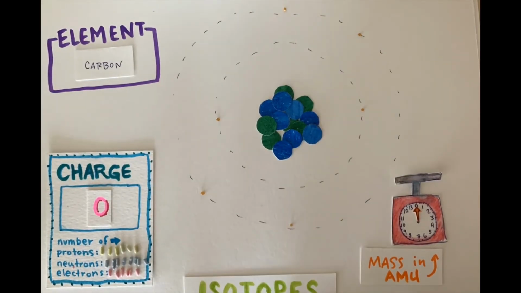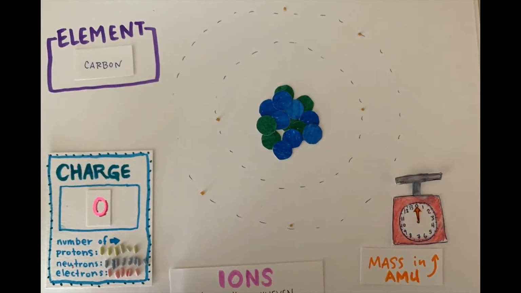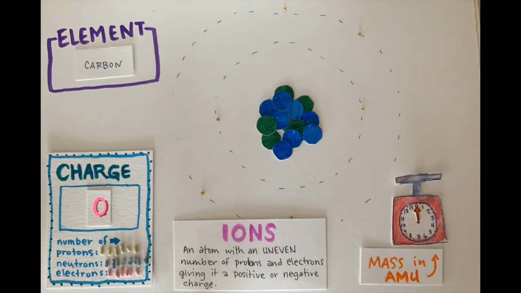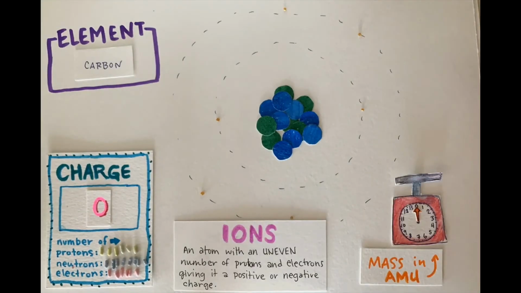There's also something called an ion. Now, an ion is another form of an atom, and in this case, an ion has a charge. It is either positively charged or negatively charged. If it's negatively charged, it has more electrons than it does protons. If it's positively charged, it has more protons than it does electrons.